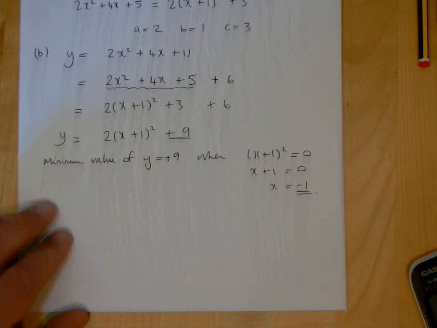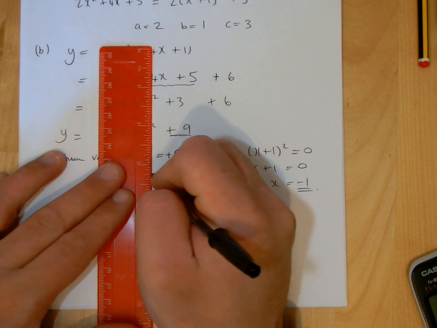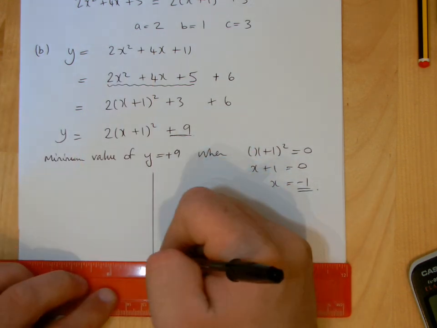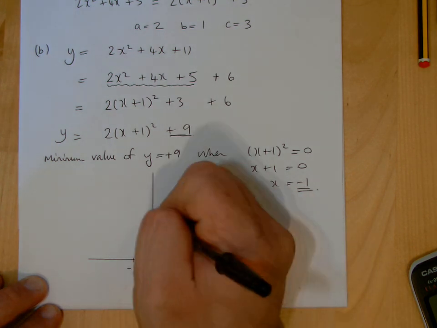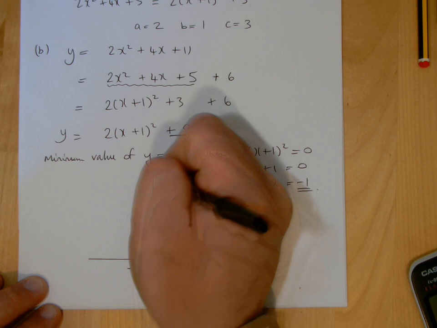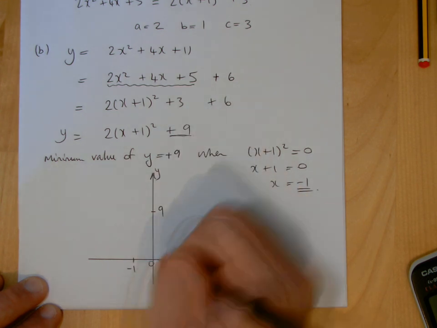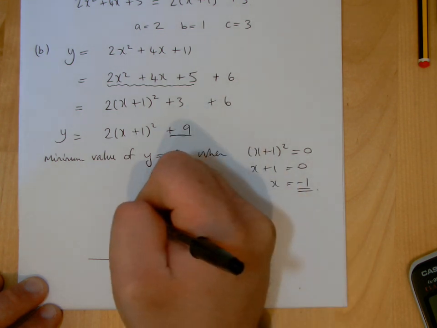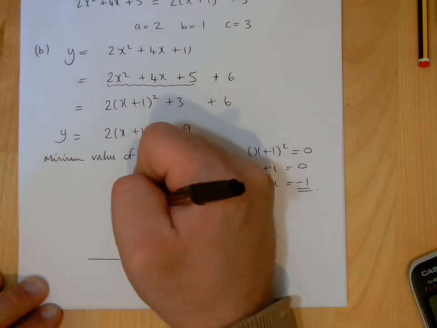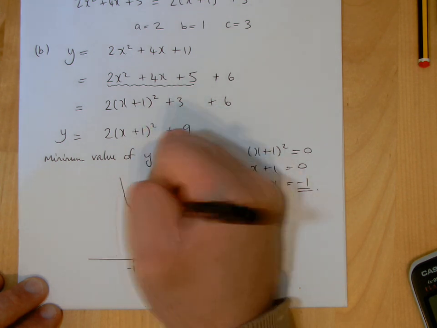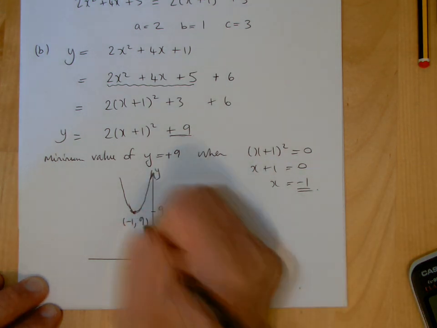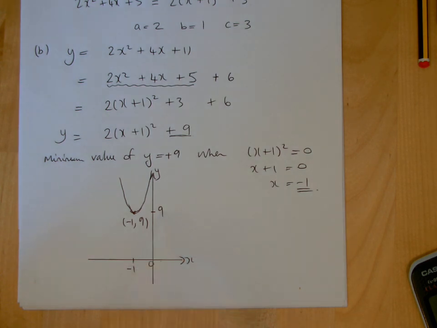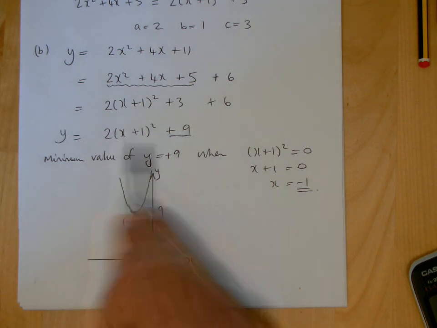So what we could even do, we could draw a little sketch of this here, which I like to do. So x is minus 1, y is 9, and that's where the minimum will occur there, okay? Alright, so we've got a minimum there, and we can even mark it on the graph then. x is minus 1, y is 9, okay, and we've simply got that there from the completing the square.